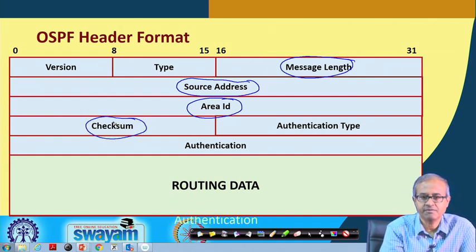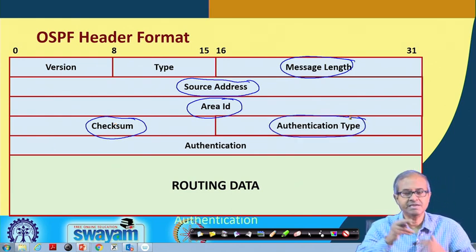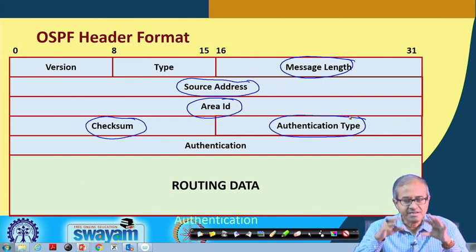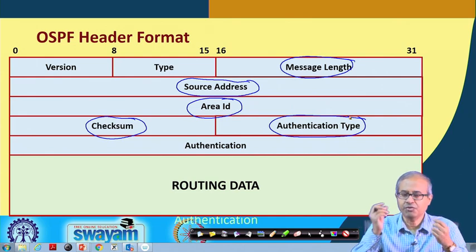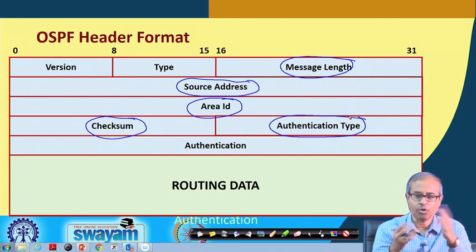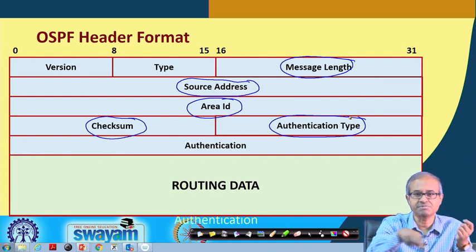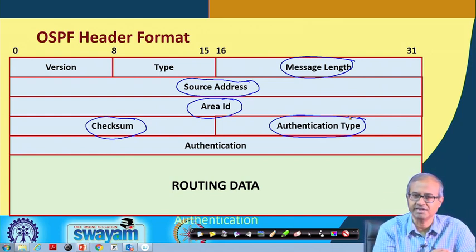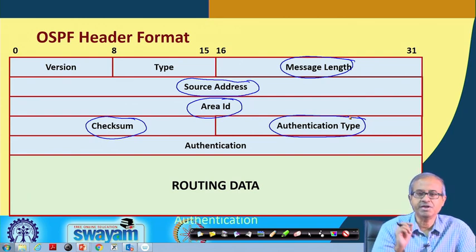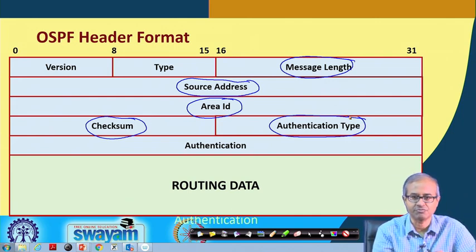In this header information, there will be a checksum for error correction. There will also be an authentication type, because these packets are very crucial. Depending on these packets, the routing table will get updated. If someone maliciously sends a wrong link state advertisement, then all routing tables might get updated in a wrong way, and packets might follow circular loops and never get forwarded in the right direction. That is why some authentication is required.